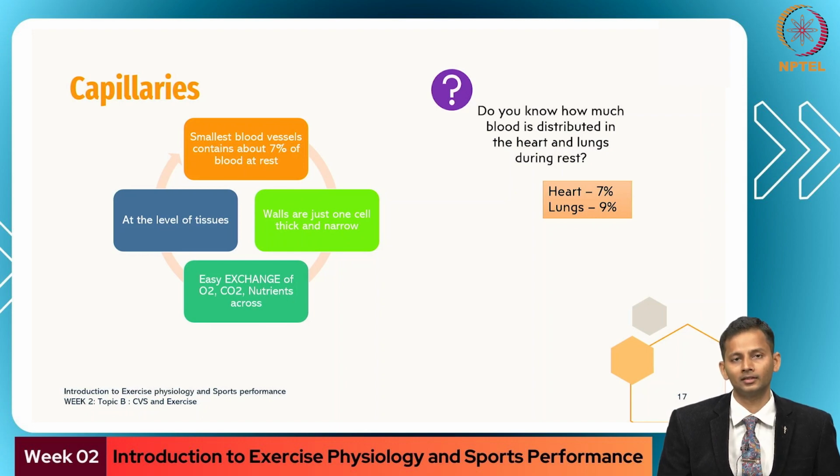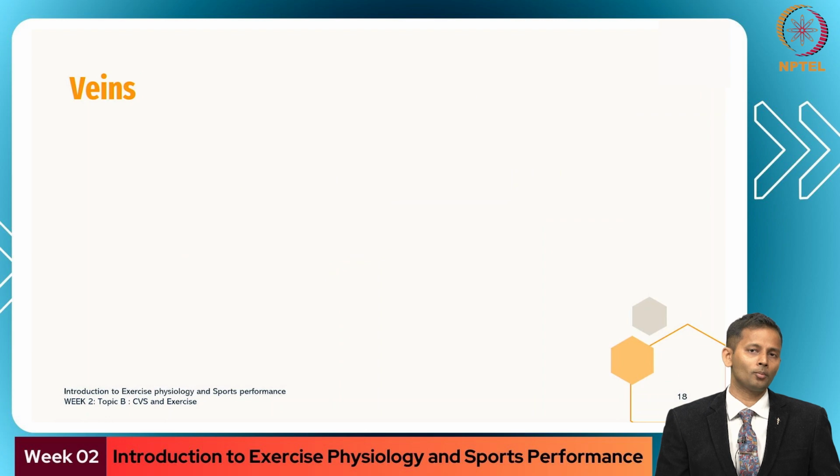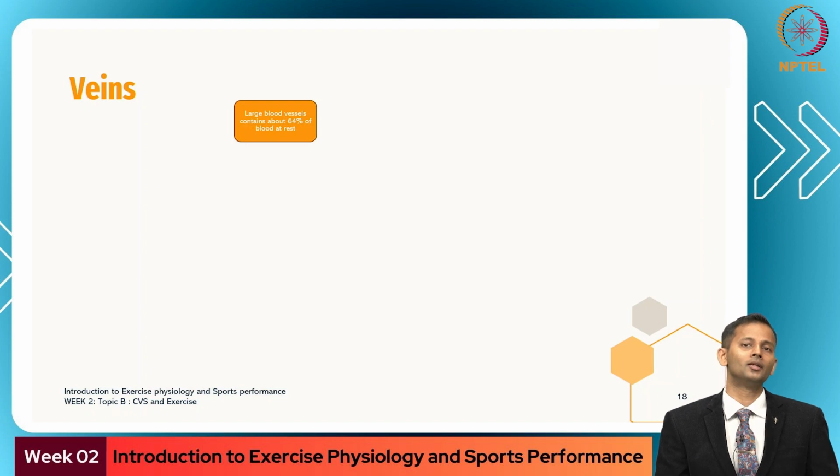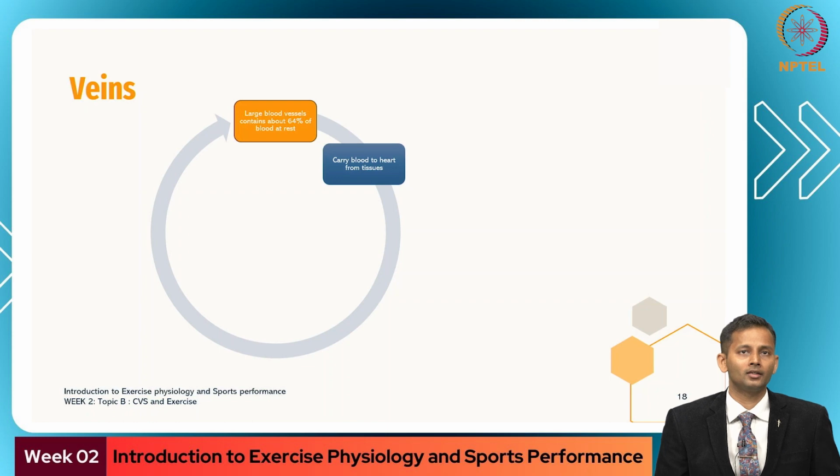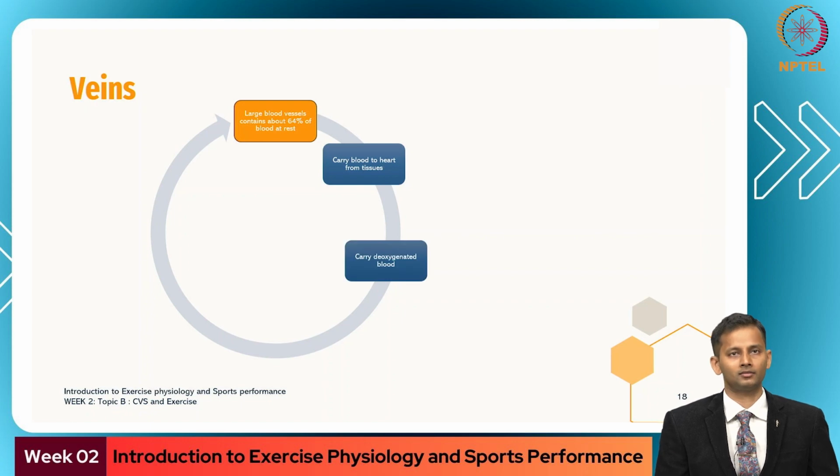The last component of the blood vessel is the vein, and it is one of the important components. Why? Because the maximum amount of blood resides in the veins of the system, almost 64%, and they carry the blood from various parts of the body to the heart, and it is the deoxygenated blood that is carried.